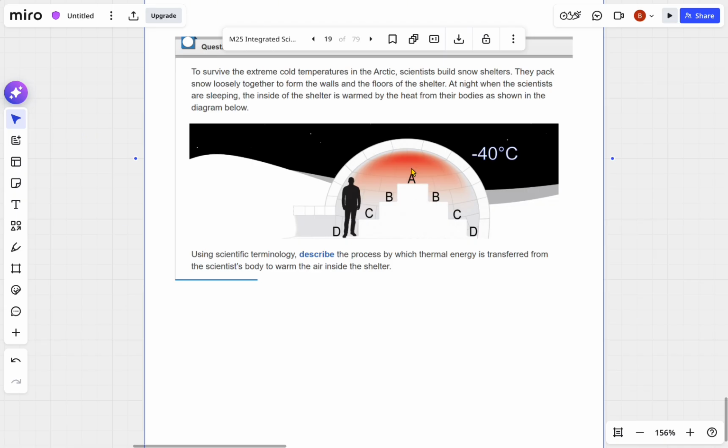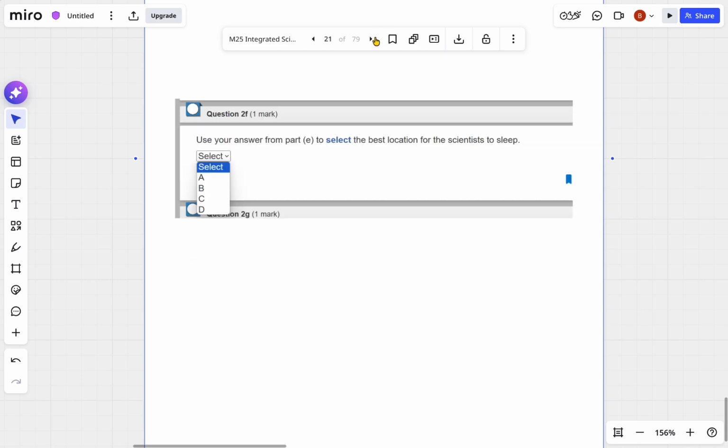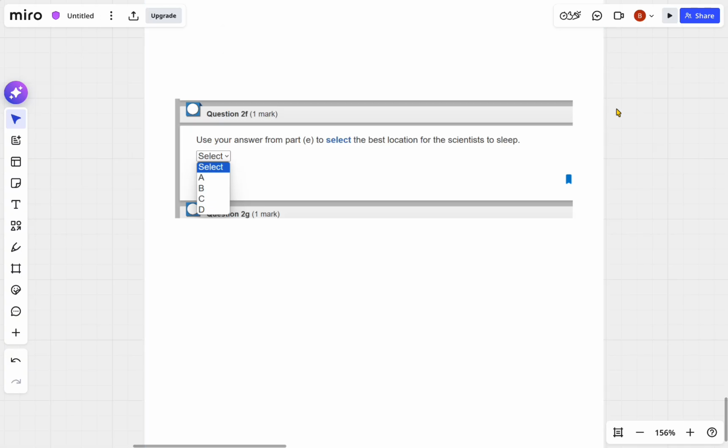So obviously the scientist has to be warm. So the best position for him to sleep would be point A, because the Arctic is a location where there are extreme temperatures and the scientist has to keep warm or he's going to die. He's basically going to die of frostbite. So point A it is. That is our answer for question 2F, a really simple one. It's just a matter of identifying the best location.